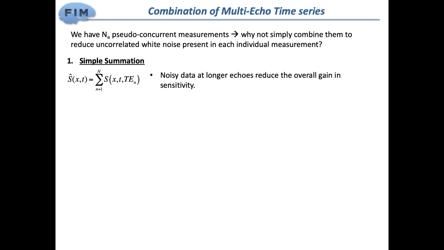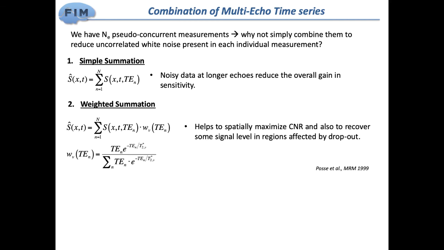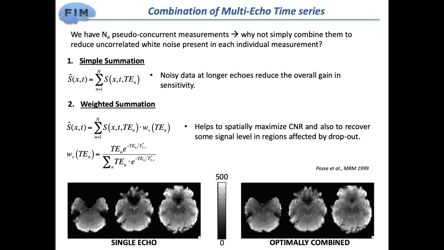So people, and I recommend this paper, have looked at better ways of doing it, and one of them is what we tend to call optimally combined, which is a weighted average. First you get that T2 star map estimate, and then you use it to combine the data using this formula. And what we will see is here we have the single echo data. Here we have the optimally combined.